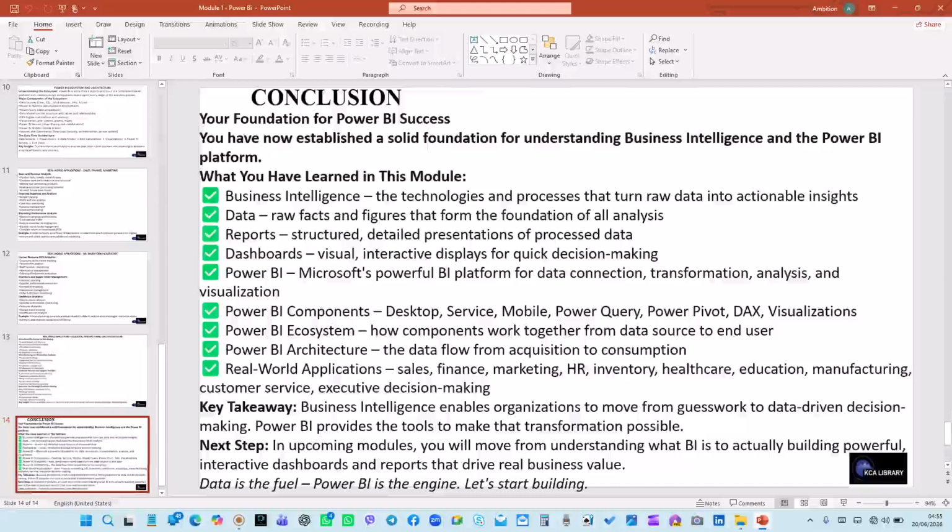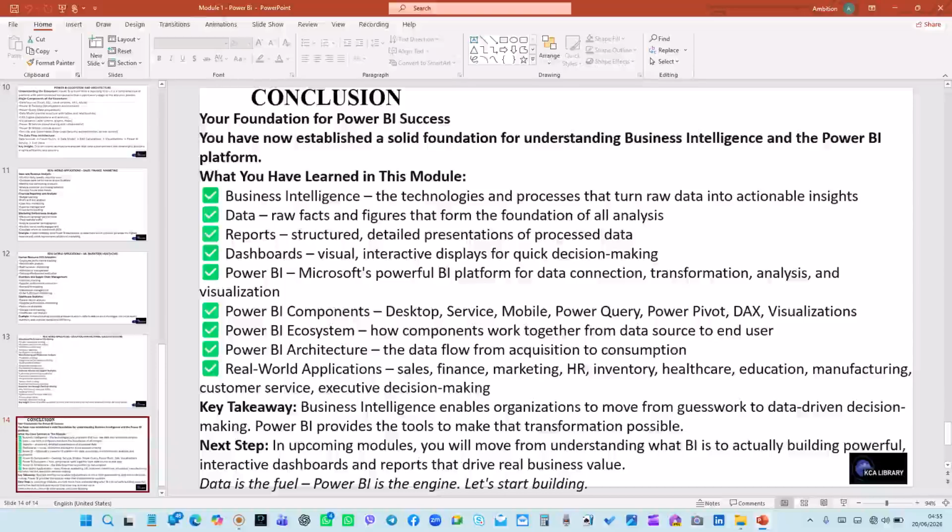In conclusion, your foundation for Power BI success. You have now established a solid foundation for understanding business intelligence and the power of the BI platform. You have learned in this module business intelligence, data, report, dashboard, Power BI, the Power BI components, the Power BI ecosystem, Power BI architecture, and real-world applications. The key takeaway here is that business intelligence enables organizations to move from guesswork to data-driven decision making. Power BI provides the tool to make that transformation possible.